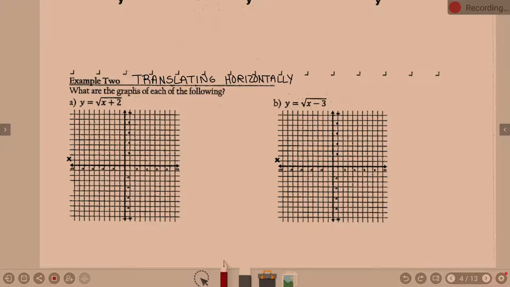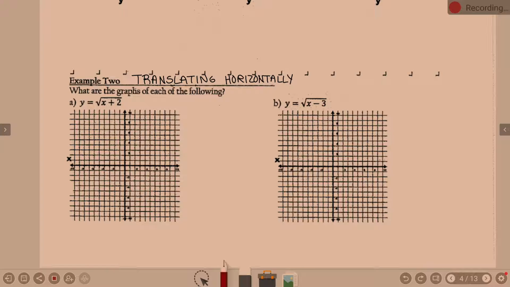Bottom 2. Y equals square root of x plus 2. What's different on this example A down here? The plus 2 is inside the radical. Does that change anything? It just changed the direction. If that plus 2 is under the radical, remember, under the radical is going to take us left or right. That's our h value.